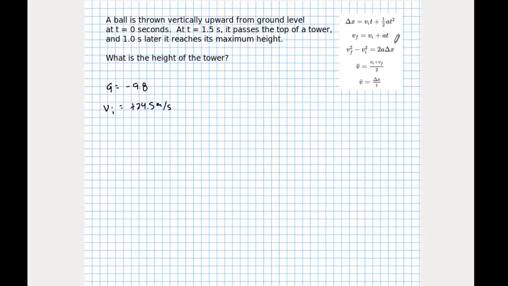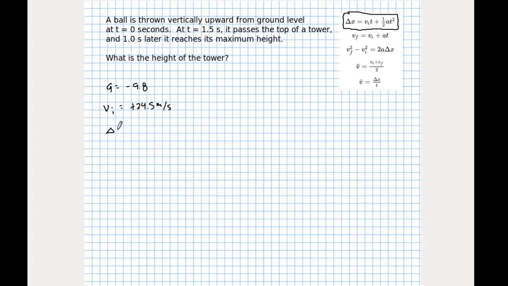I'm trying to find a displacement, a distance traveled to get to the top of the tower. So I want something that involves the displacement, either this one or this one. I don't know the velocity at the moment that it passed the top of the tower, but I do know the initial velocity when it leaves the ground. I know the amount of time it takes to get to the high point of the tower, 1.5 seconds. I know the acceleration. I know the time. This is my equation right there.